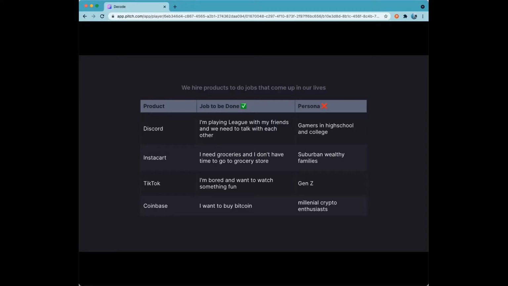But maybe your grandma wants to buy Bitcoin, you know? So I think a company should focus on the job to be done and do it really well. Yeah, they don't do the persona thing.